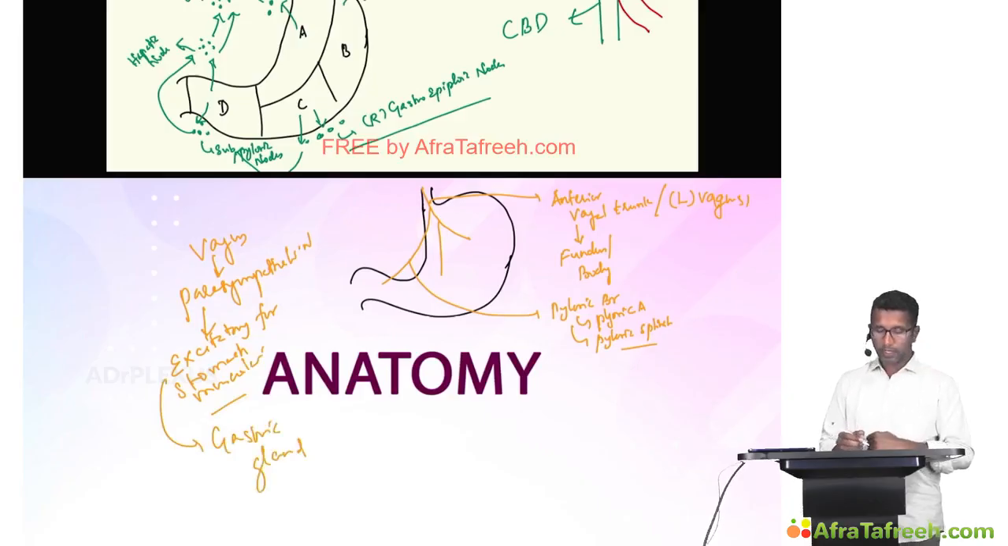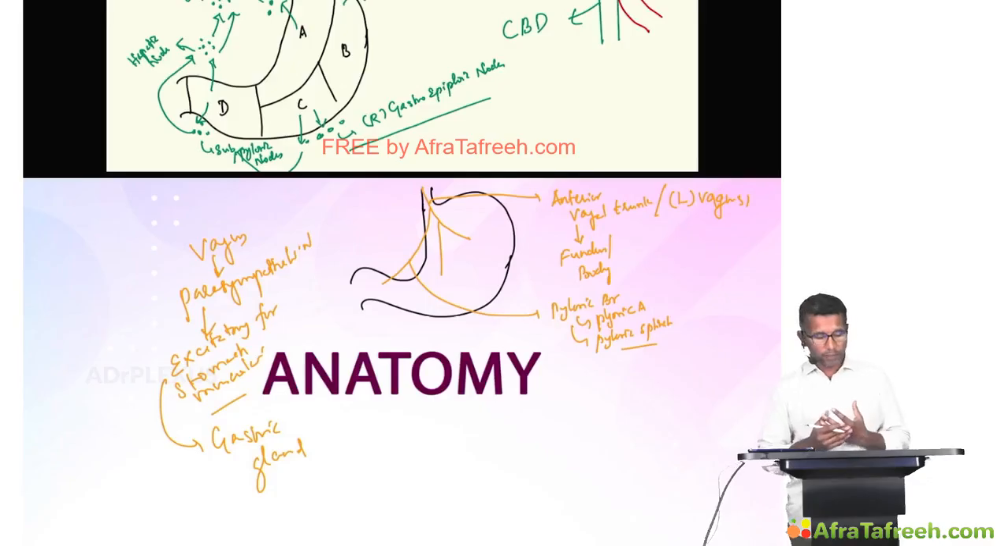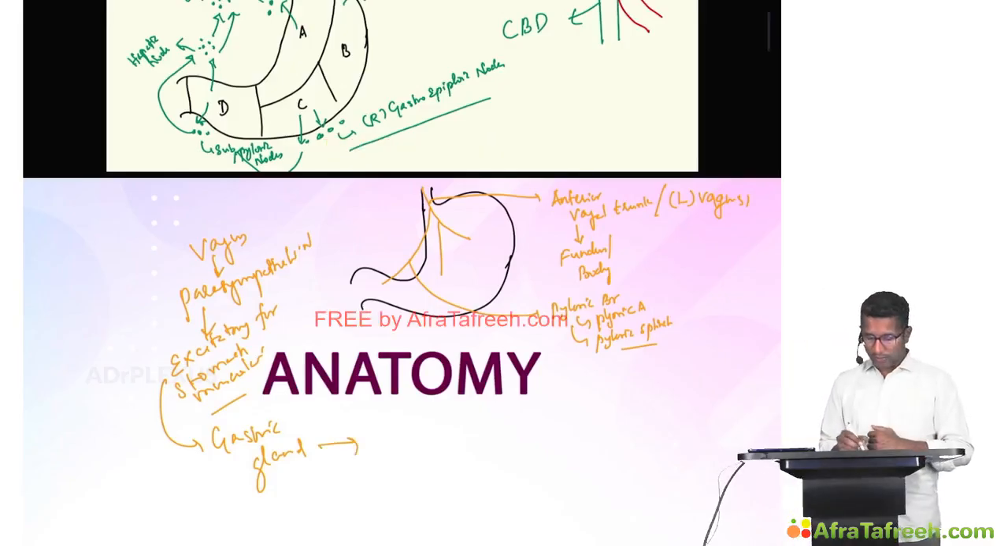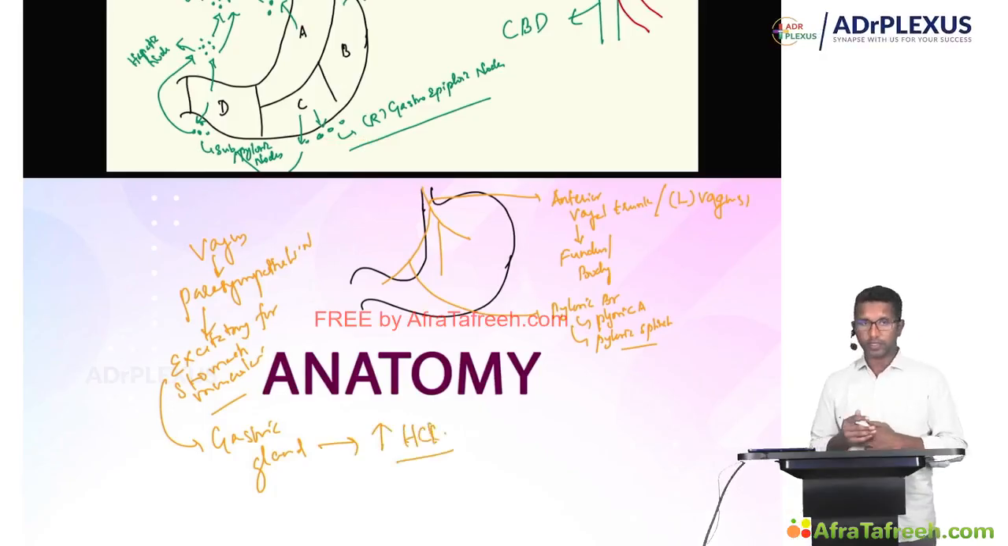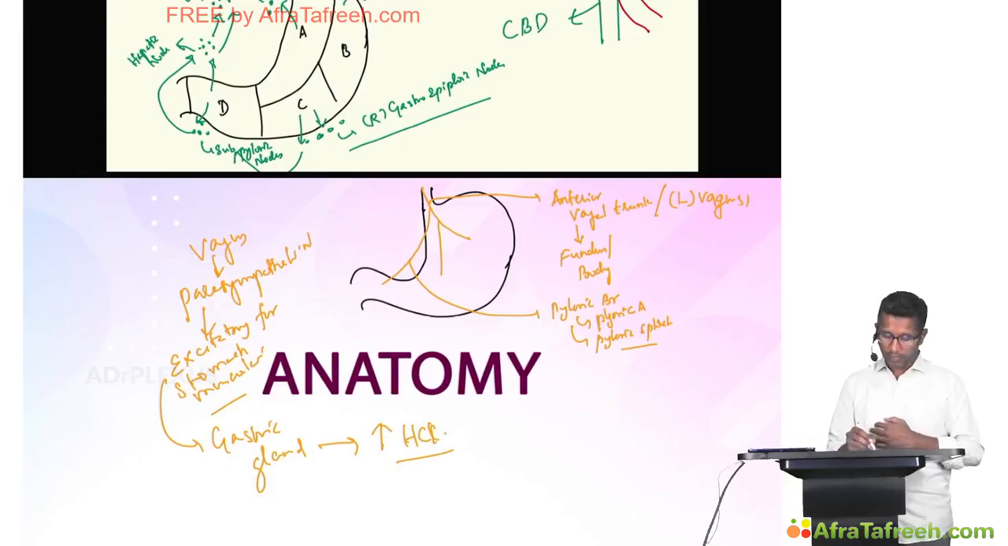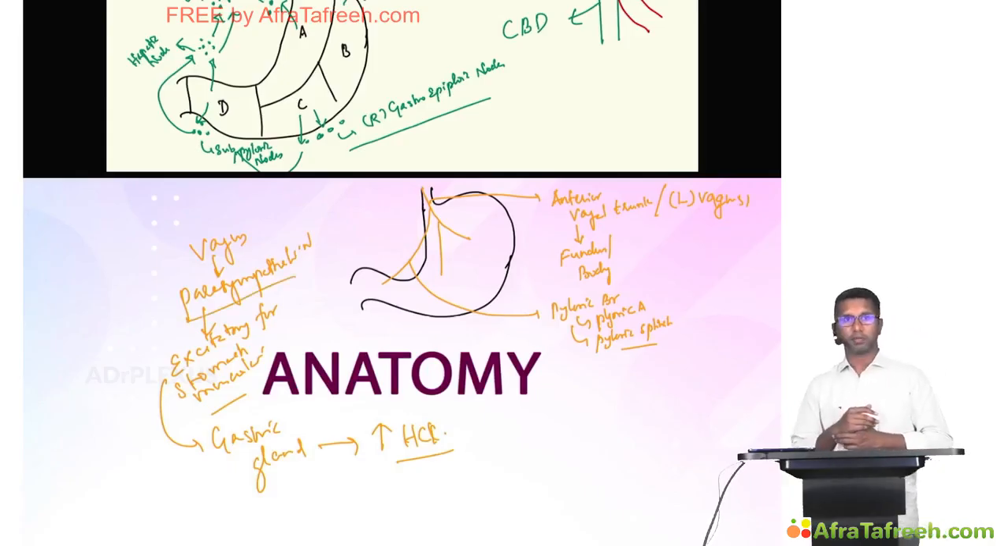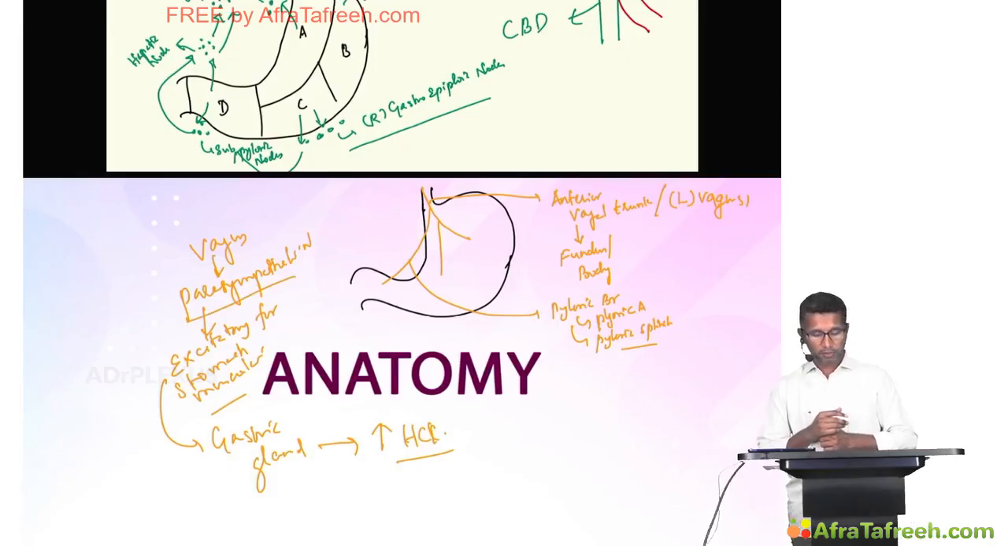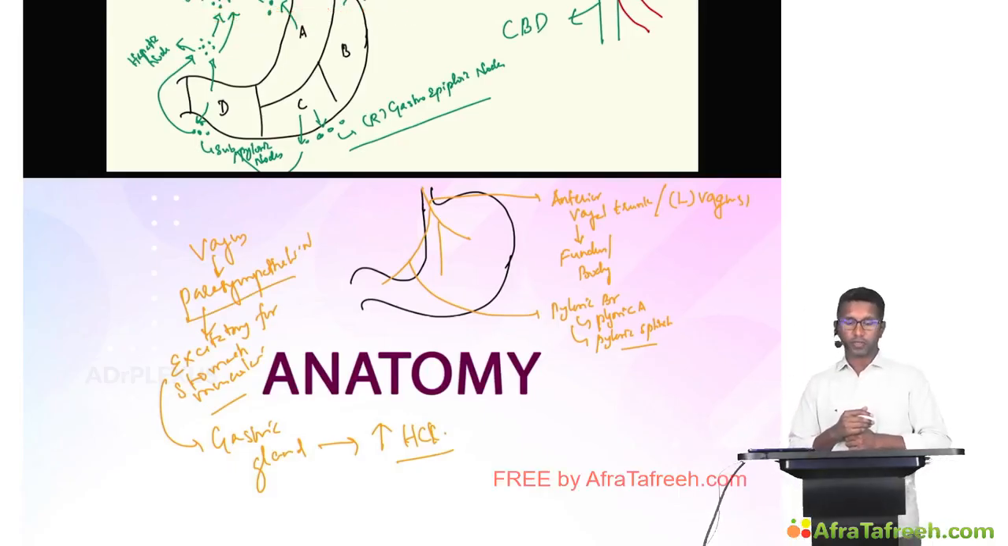Whenever the vagus nerve gets stimulated, the gastric glands will have an increased HCl secretion. So increased secretion within the stomach is done by the vagus nerve. That is a part of the parasympathetic supply. That is the course of the vagal trunk.